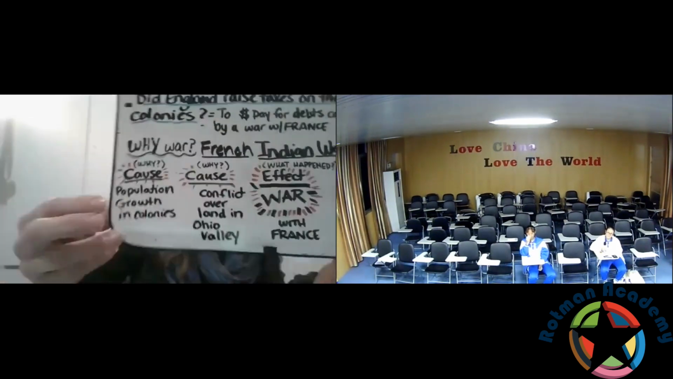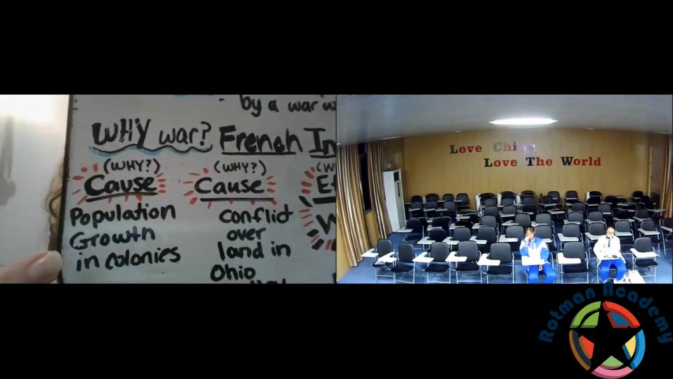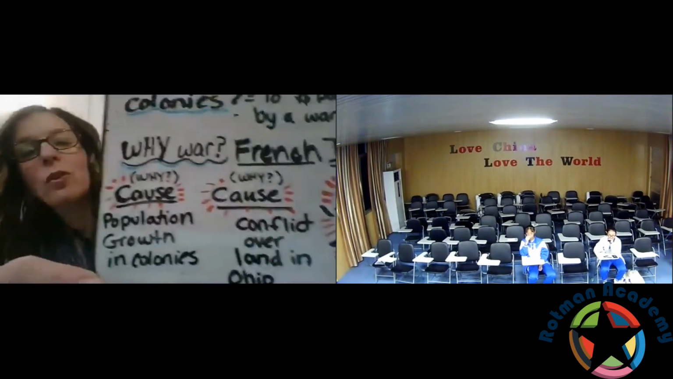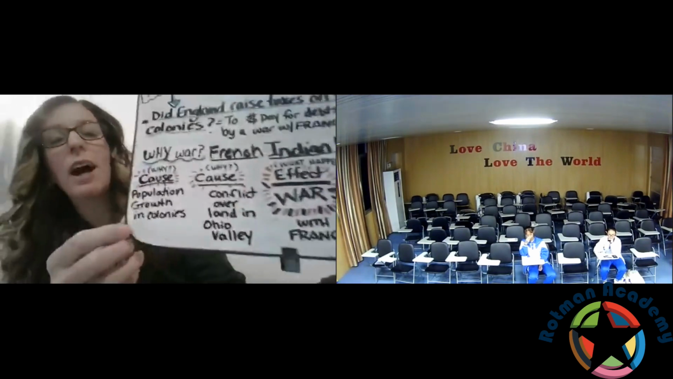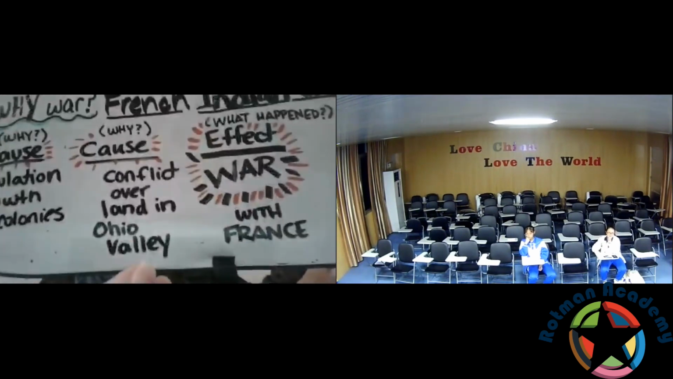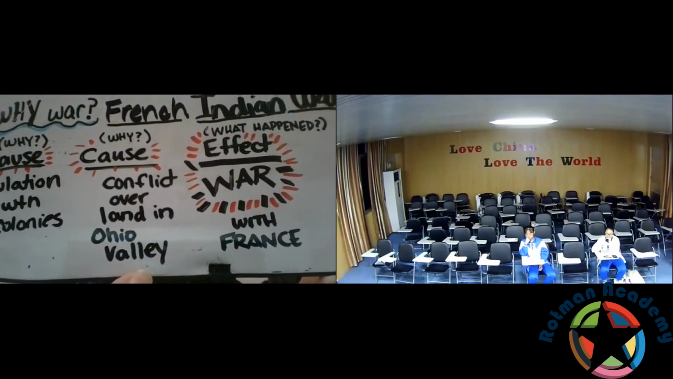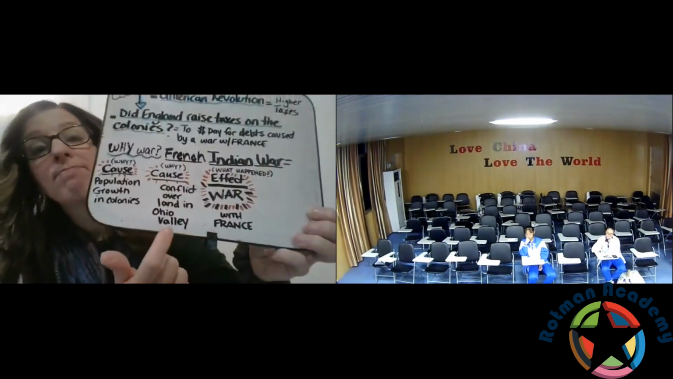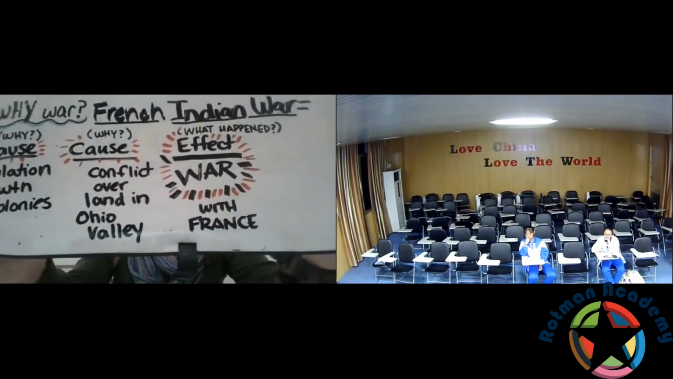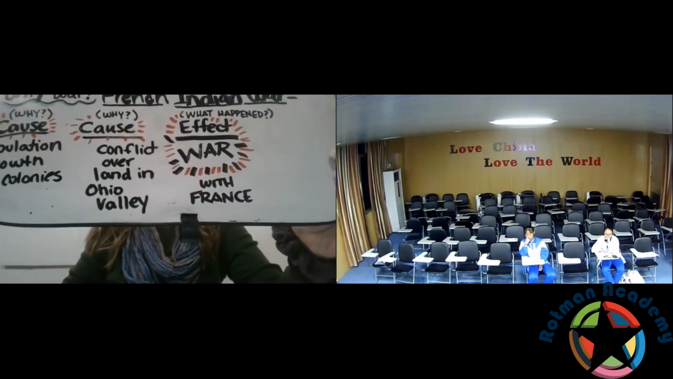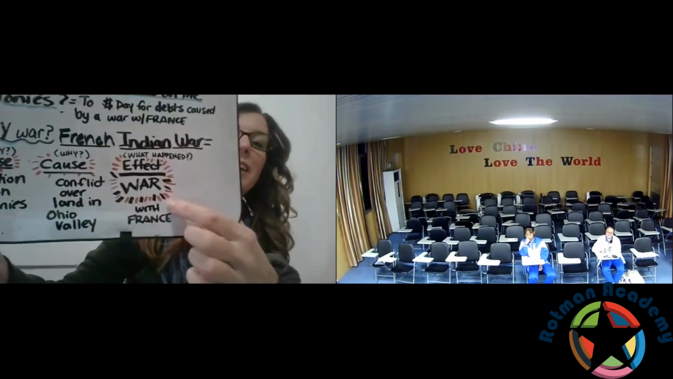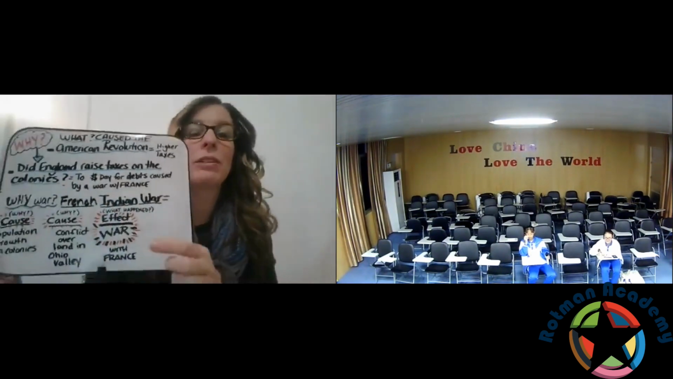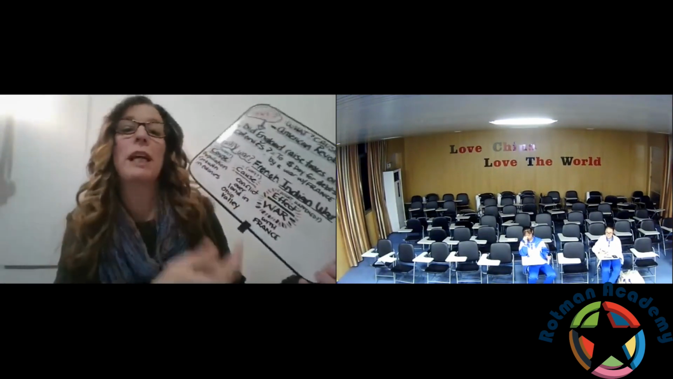Okay. So can you see this cause right here? Can you read that? Population growth in colonies. There was more people. How about that one? Conflict over land in the Ohio Valley, right. They wanted more land. How about this? And then what happened? War. Right here. War with who? With France. Right. They wound up going to war with France. So we'll watch a video that talks about all of that.